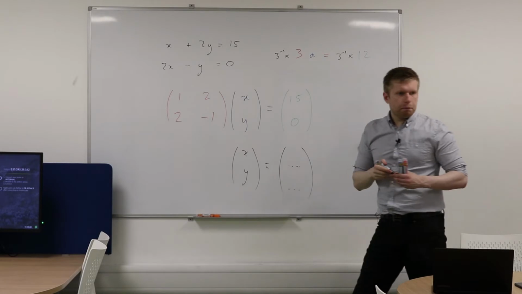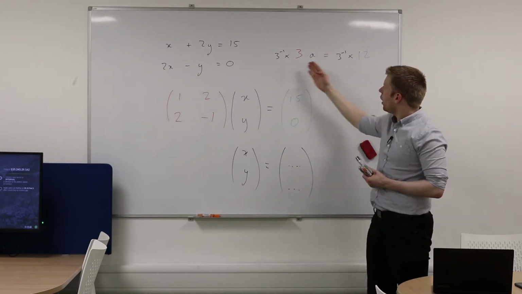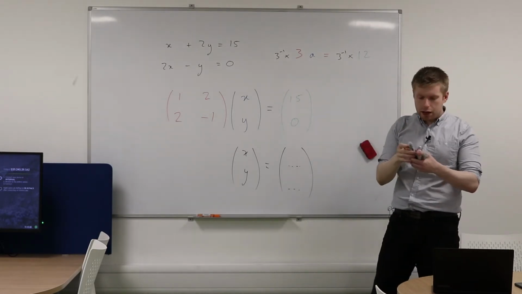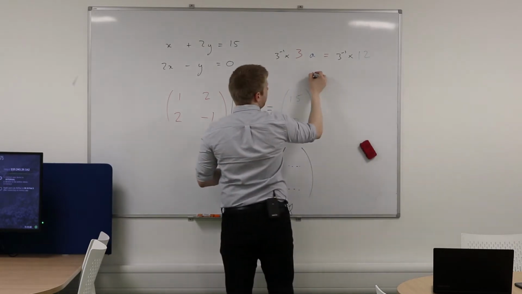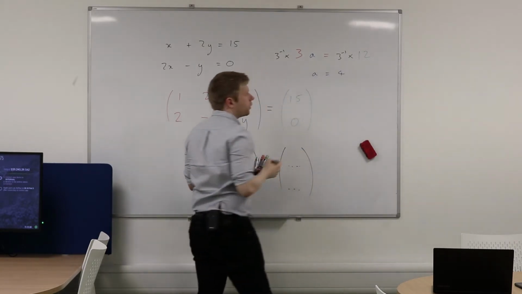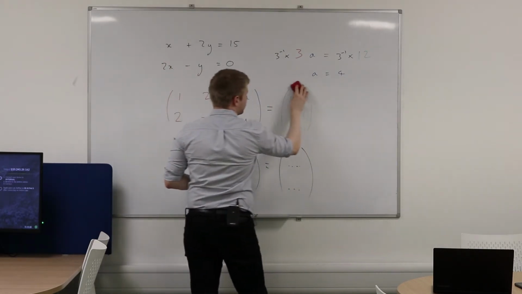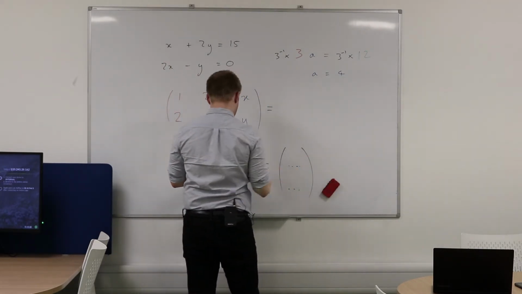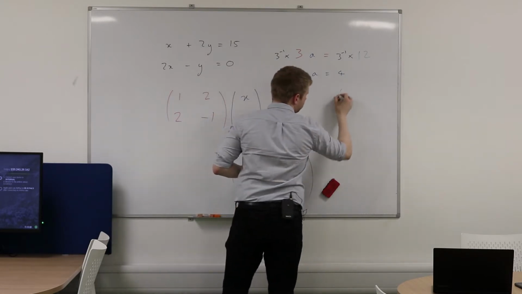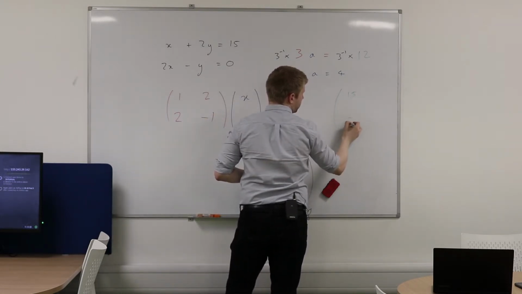Okay, you happy with that? Yeah, so I've multiplied both sides by the inverse of 3, and then I'm left with a equals 4. Okay, so let's try and use that same kind of inspiration here. So what I'm going to do, just scooch that over a little bit. So I've got 15 and I've got 0.